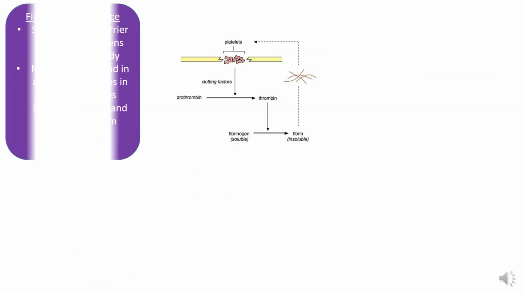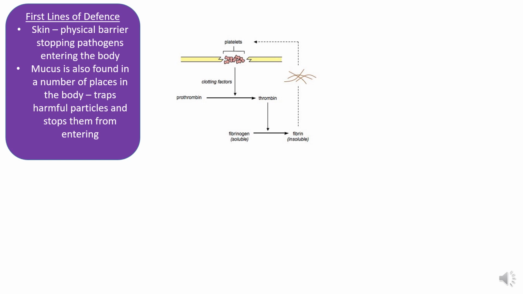Okay, so we're going to start with the first lines of defense. The first lines of defense are the things that stop pathogens from actually entering and infecting our bodies in the first place. There's quite a few first lines of defense, but for IB, you don't actually need to know a huge amount of them. So you need to know that the skin is a physical barrier that stops pathogens from entering the body. Obviously, when the skin is injured, pathogens can then enter.